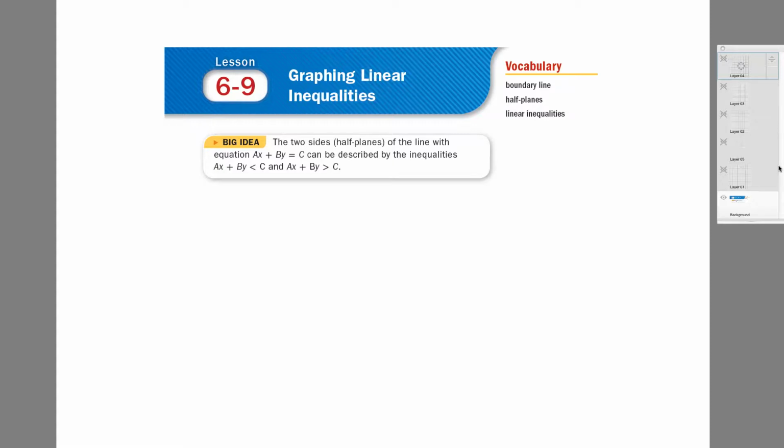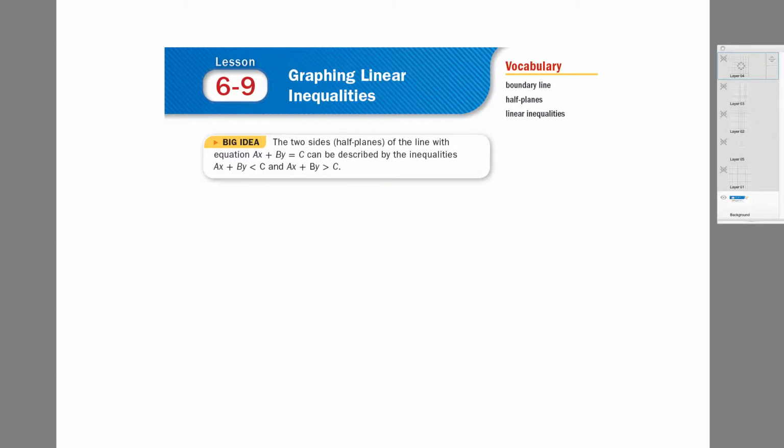When we graph a linear inequality, first we graph the linear equation. Then we determine which side of the line contains the values that are all solutions to the inequality, and we shade that in. The inequality symbol, whether it's less than or equal to, determines whether we have a solid line or a dashed line.